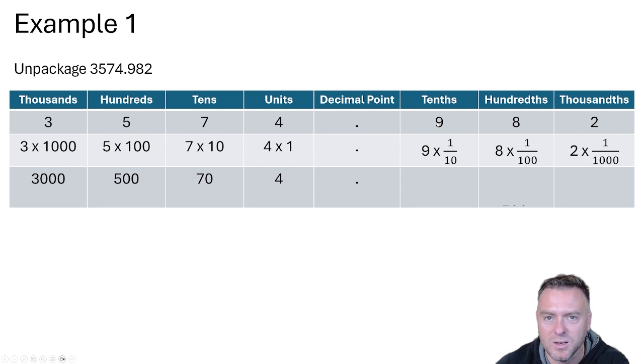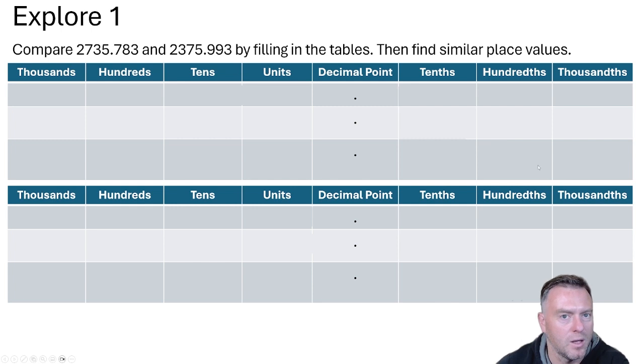Same with over here, the 9 is not just a 9, it's actually 9 tenths. The 8 is actually 8 hundredths. And the last one, 2, is the same as 2 thousandths, which is kind of cool. So have a pause of the video, and what I want you to do is compare these two numbers against each other and then look for the similar place values within.